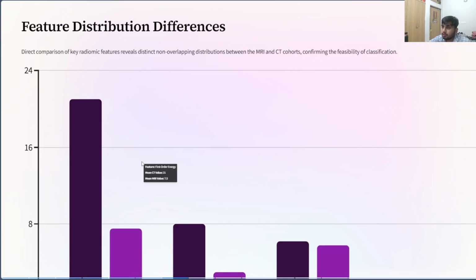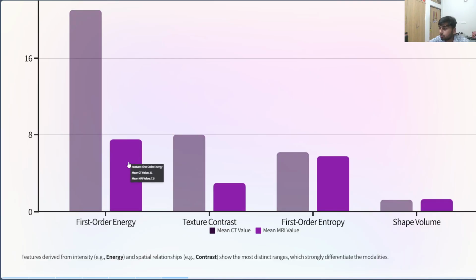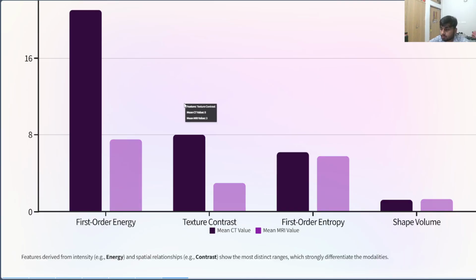Once that is out of the way, here comes the feature distribution. After everything that we saw, first order energy was around 21,000 for CT images and 75,000 for MRI values. Since MRI scans were fewer, there is a significant difference. Texture contrast was 8,000 in one and 3,000 in the other. First order entropy was 6,200 and mean entropy 5,800. Similarly, shape was varying at 1.25 and 1.3. Features derived from intensity, like energy, and spatial relationships, like contrast, show the most distinct ranges which strongly differentiate the modalities.